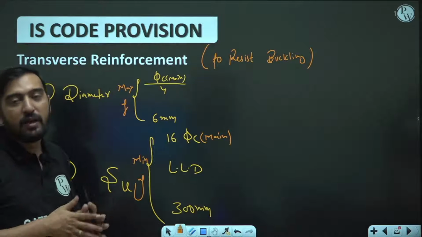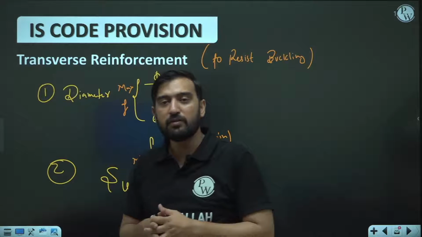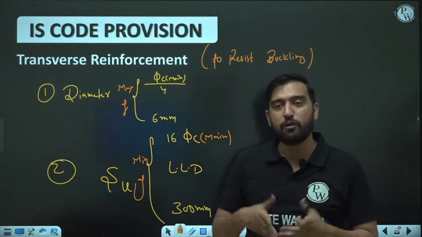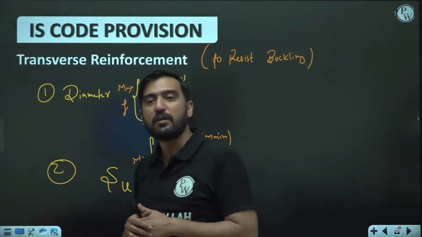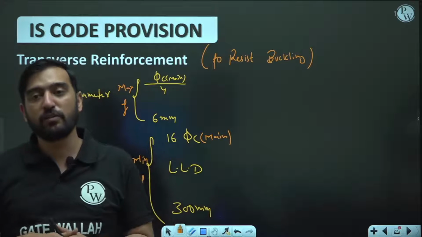Okay. And suppose somebody asks you that the diameter of your main reinforcement is 25 mm, then what should be the diameter of the transverse reinforcement?